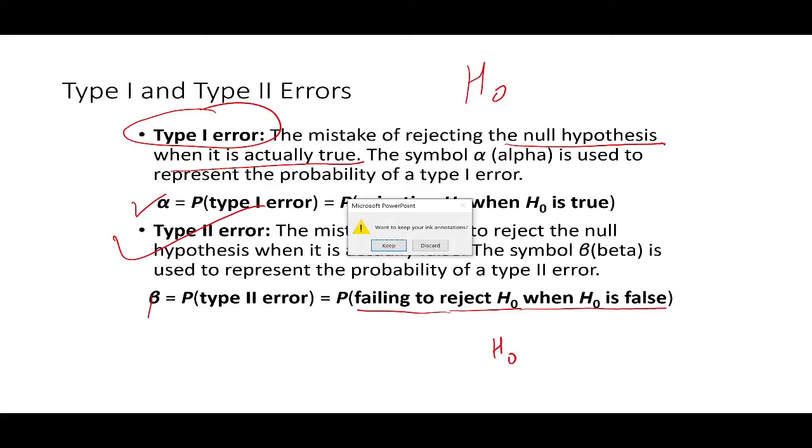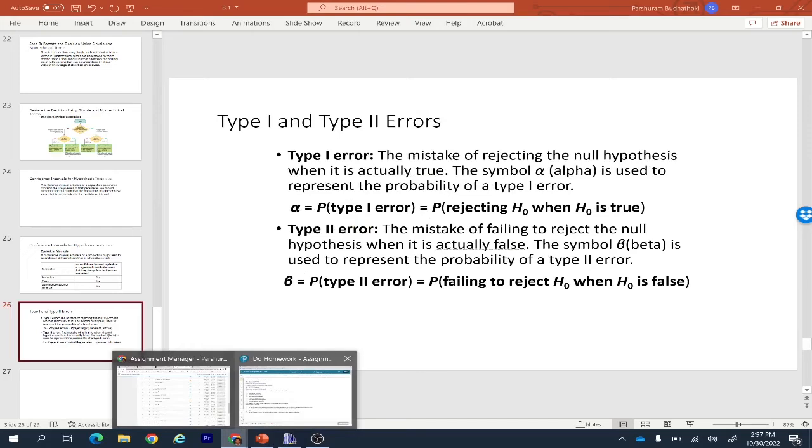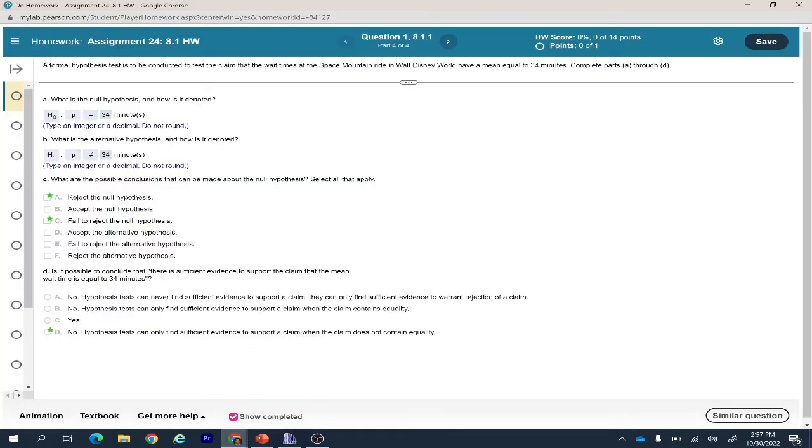We're going to do some problems from your homework here. So let's start with number 1. As you can see here, the answer is already given, so I will quickly go over this. A formal hypothesis test is to be conducted to test the claim that the wait time at the Space Mountain ride in Walt Disney World has a mean equal to 34 minutes. So the null hypothesis always has the equal sign: mean equal to 34. The alternate is the opposite of this claim; it's supposed to be equal, so not equal is its alternate.